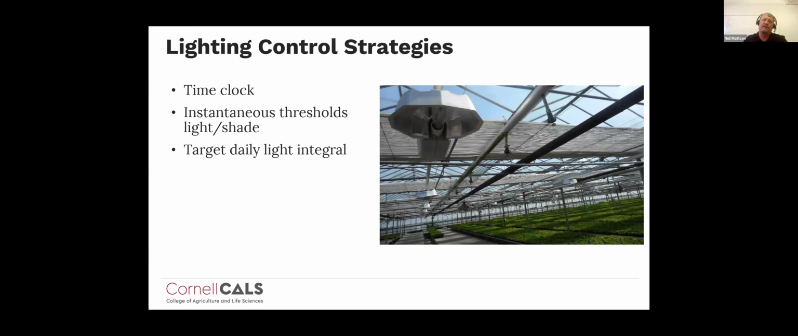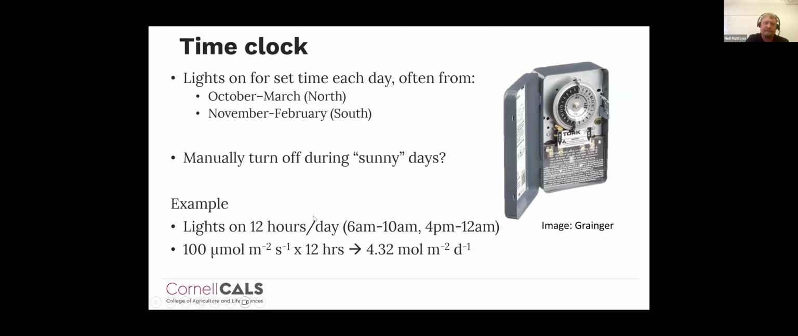So if sunlight goes below a certain value, then we turn our supplemental lights on. And if sunlight goes above some higher level, then we decide to close our shade curtains. And then Tim's going to talk about a more coordinated approach to targeting a daily light integral. So in the time clock approach, the lights are just programmed with a time clock.